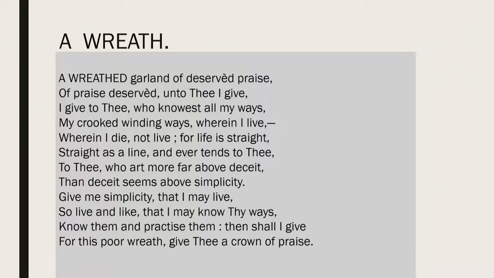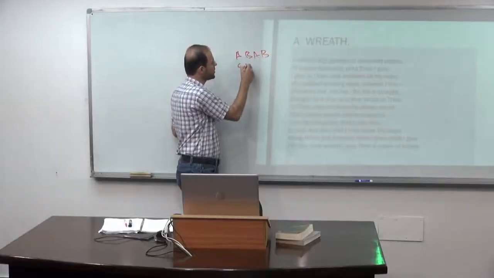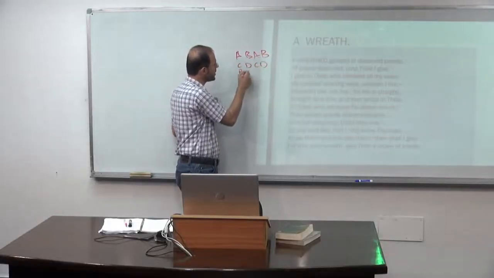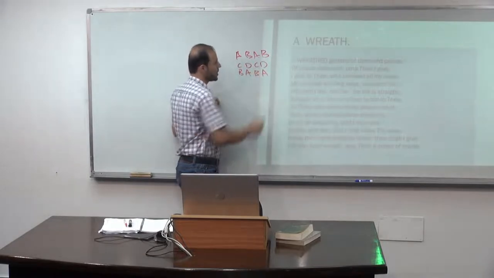If you look at the rhyme scheme, perhaps it alternates A, B, A, B, C, D, C, D, similar to Shakespeare in a way. And then we go back to B here because it's almost the same stanza. B, A, B, A. So A, B, A, B, C, D, C, D, and then B, A, B, A.